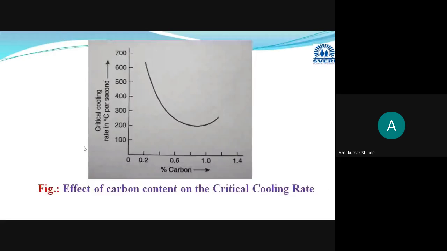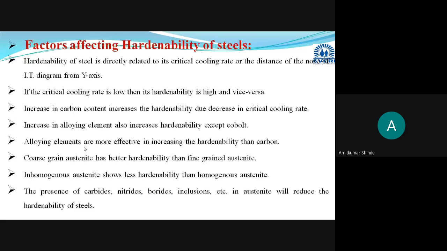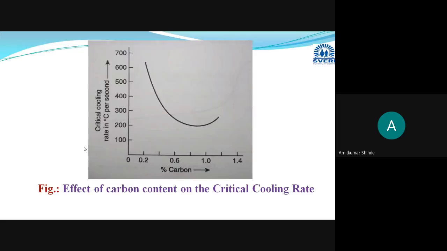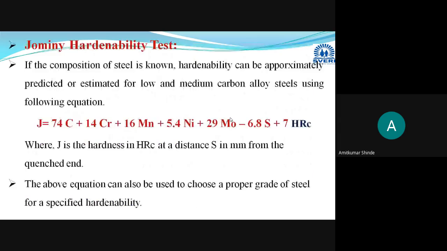After that you can draw the different Jominy hardenability curves for different kinds of steels: low carbon steels, high carbon steels, and high carbon alloy steels. Then you have to explain the factors affecting the hardenability of the steel, and you can draw this diagram also. This diagram indicates that with increasing percentage of carbon, critical cooling rate decreases, and as critical cooling rate decreases, hardenability will automatically increase. So this is the Jominy end quench test, and at the end some points are there.